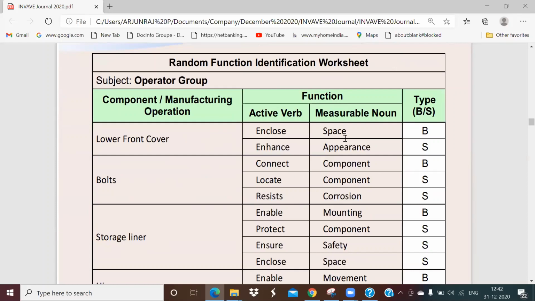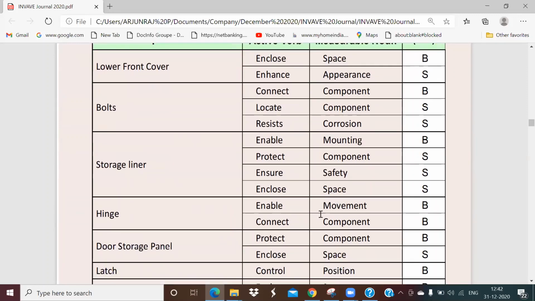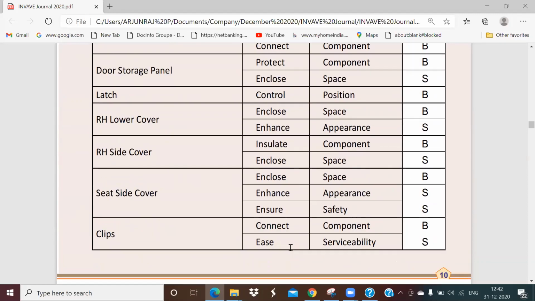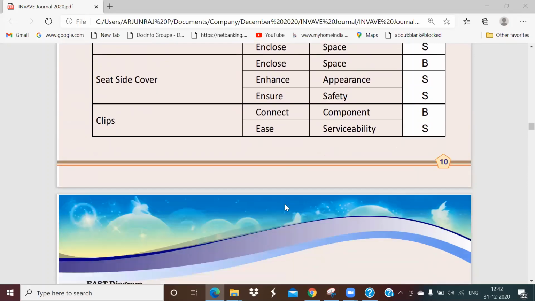The front cover is to enclose space and to enhance appearance. You have the storage liner to enable mounting, protect components, ensure safety in enclosed space. Hinge is to enable movement, connect components. You have the latch design, and you have a separate company to manufacture this. You have the clip, normally used to connect component.